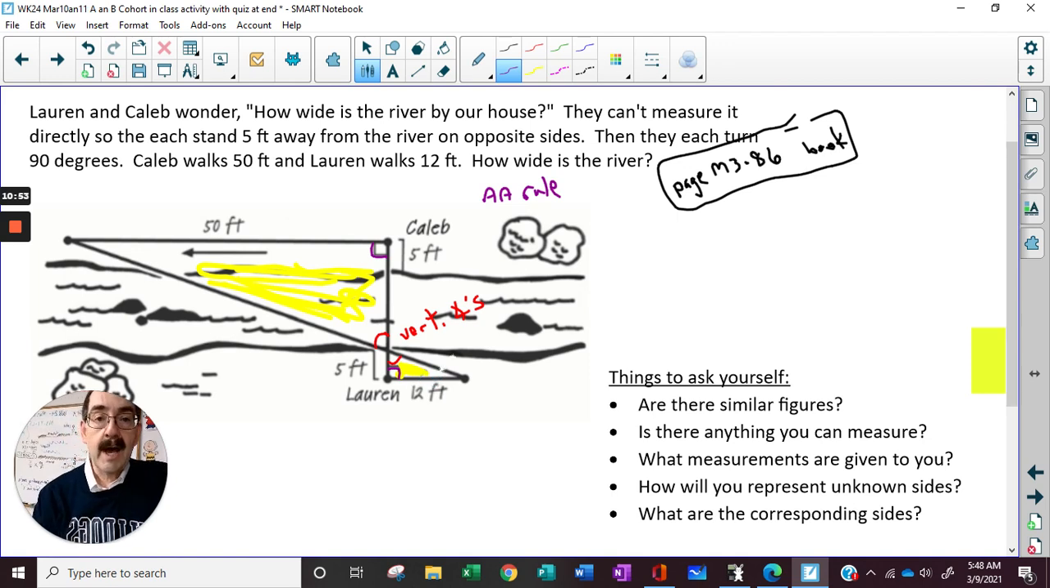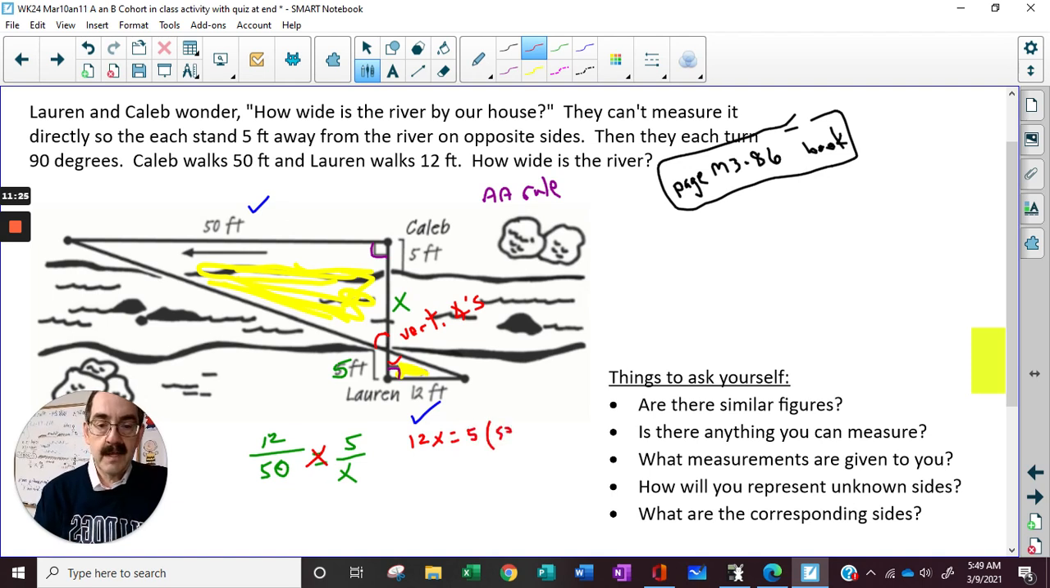So we can see how this 12 corresponds to the 50, and then this 5 corresponds to this x. Okay, so our math is what? 12 goes to the 50 as the 5 goes to the x. Cross multiply. All right, so that times that times that. 12x is equal to 5 times the 50. 12x is equal to 250.